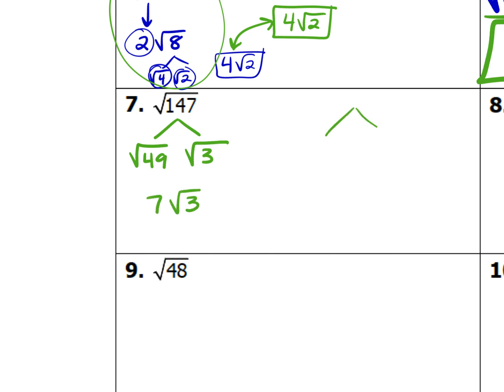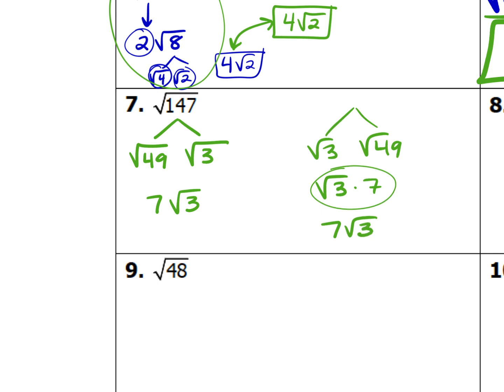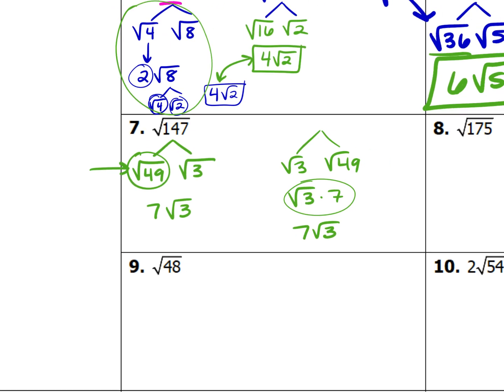But if you did it this way, the square root of 3 and the square root of 49, then you have the square root of 3 times 7. And that's not the format that you write it in. So then you have to rewrite it as 7 root 3, because you always want the whole number first and then the radical. So it's just good practice, because if you always put the perfect one on the left, then you know which one to get rid of every time. Good on that one? 7 root 3?